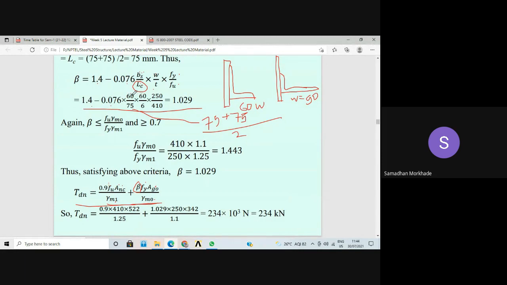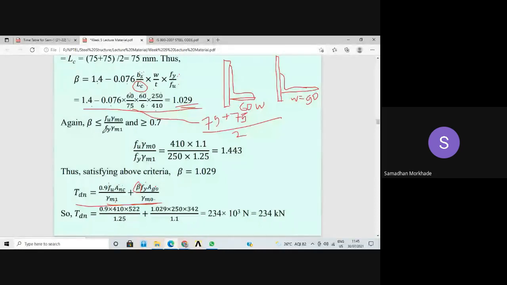So BS is 60, LC is the average weld length, that is 75, W is the outstanding leg width, 60, T is the thickness of the section, 8 mm, FY is 250, FU is 410, so beta comes out to be 1.029. After calculating the beta, don't forget to check it. We have to satisfy the limit.